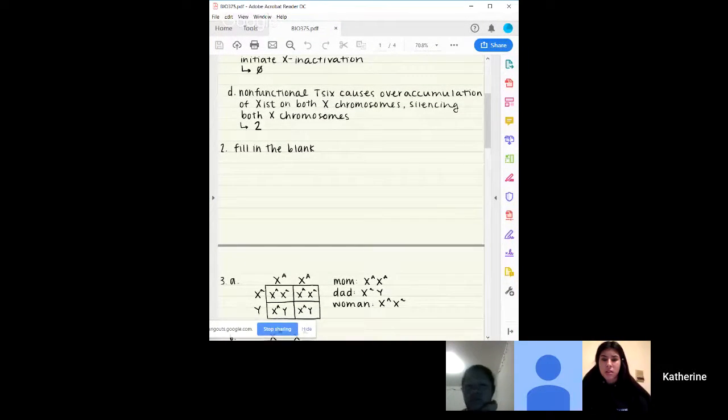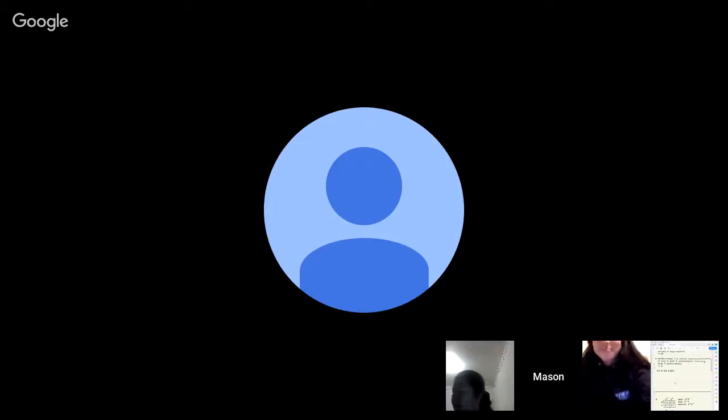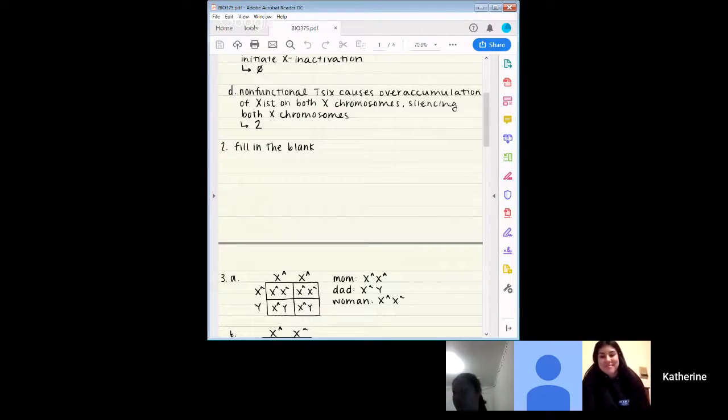And then D, suppose you isolate a cell from a female cat with 2 X chromosomes. However, the XIST genes on each X chromosome are non-functional, while the XX genes on each X chromosome are functional. How many Barr bodies are expected to be found in this cell? I got 2. Yes, I got 2 as well. Yep, same. Sounds good.